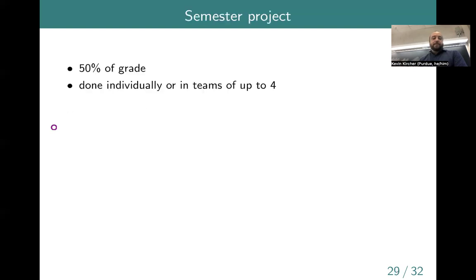homework. No final exam. We'll have a semester project, again, roughly half of the grade. This you can do individually if you want to. If you're the kind of person who prefers to work alone, that's okay. I'm not going to tell you no, but I do encourage you to work in teams.